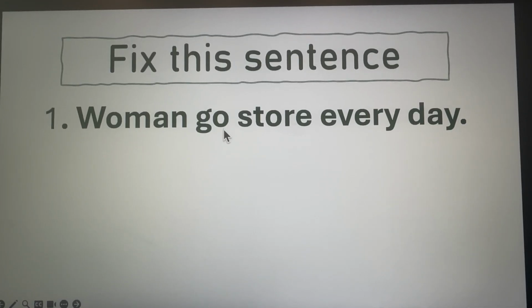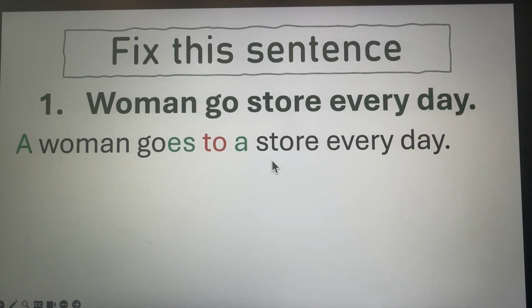Subject, verb. This is going to not be a direct object because the woman isn't doing anything to the store. Nothing's happening to the store. So it's going to have a position word. Woman go store every day. One woman, one store. Let's see if we can fix the sentence.